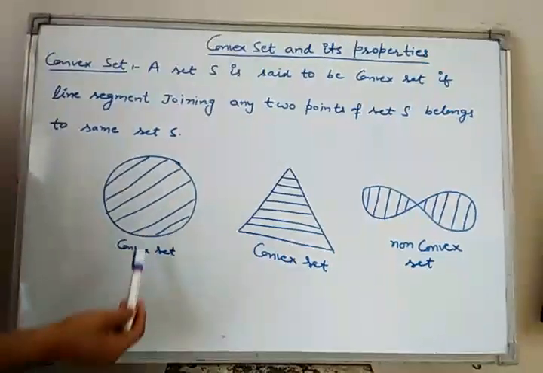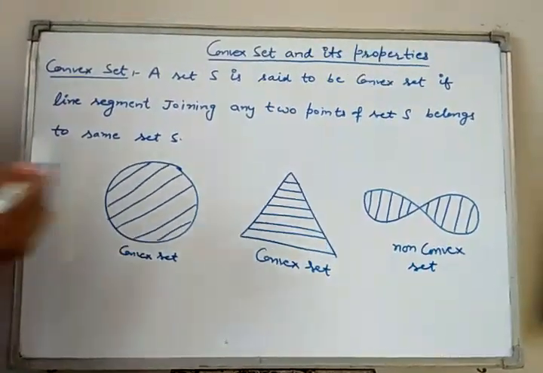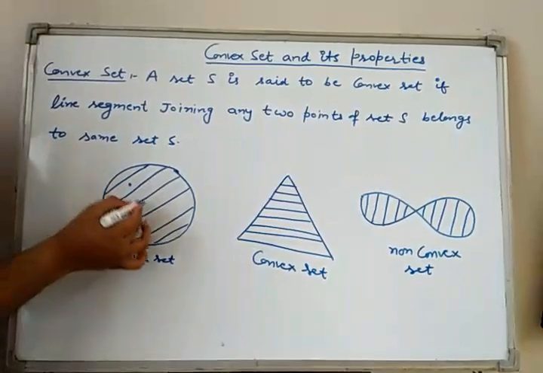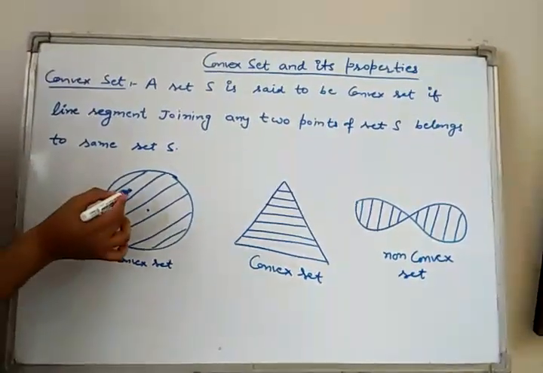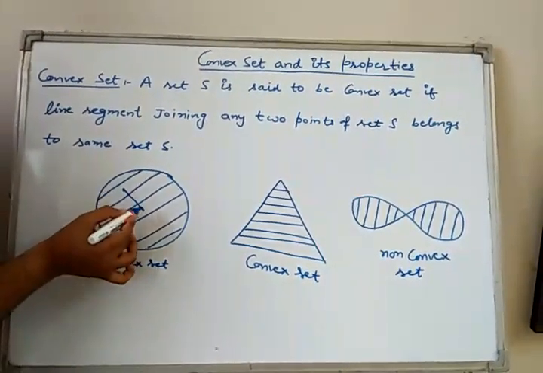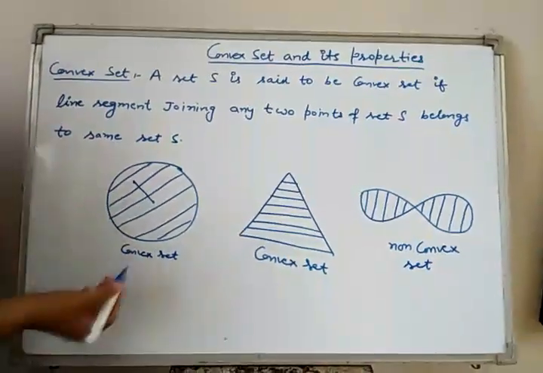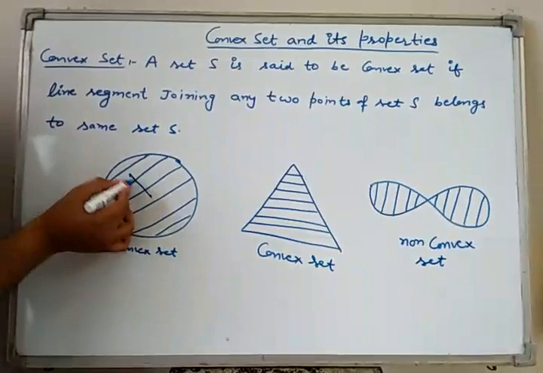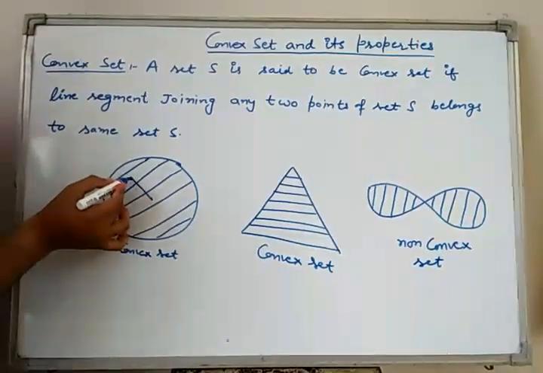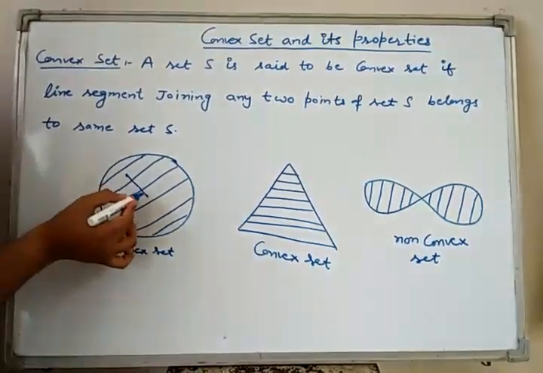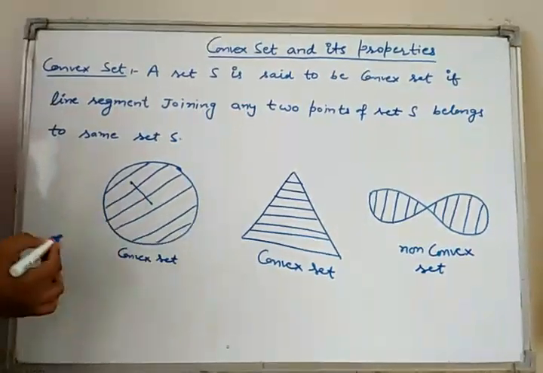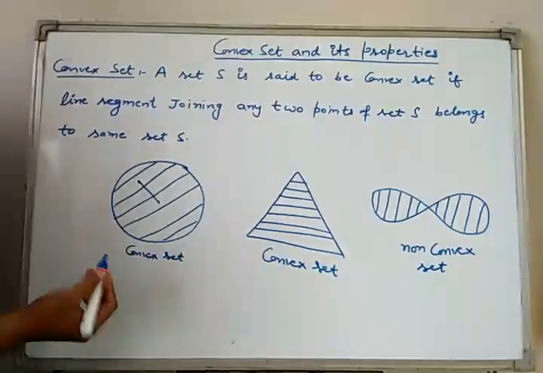Like this is a convex set, as if we take any two points in the set S, then the line segment joining these two points also lies in the same set S. Take these two points and make the line segment joining them. This also lies in the same set S. Therefore, this set is a convex set.